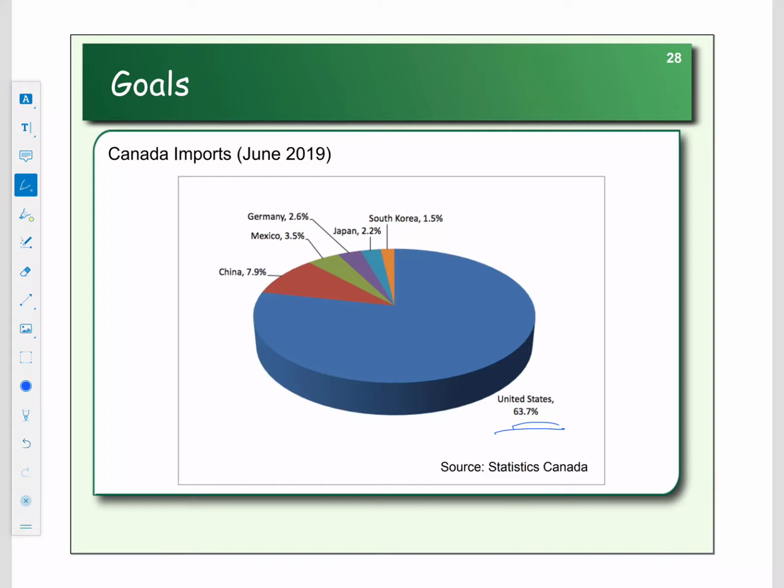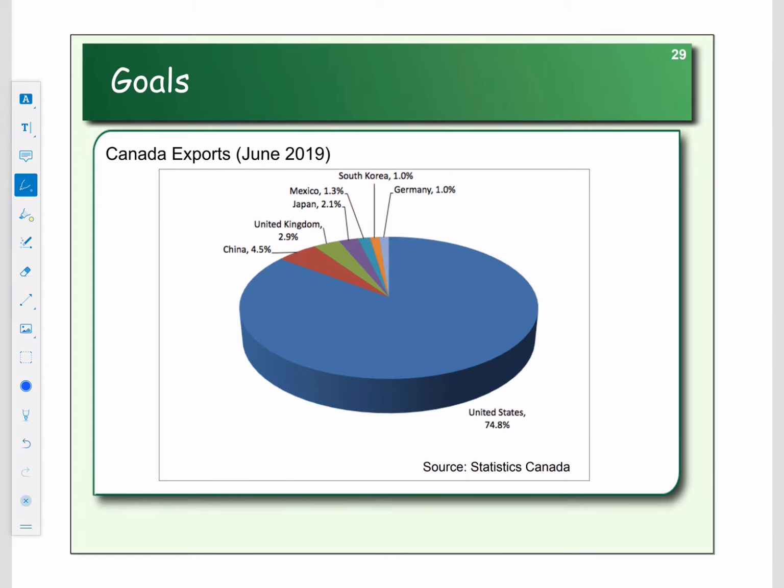All right, who do we sell most of our goods to? Well, we sell most of our goods to the US as well. You see, about 75% of the goods we sell to other countries go to the US. So you can see that we buy and sell a lot of goods between Canada and the US. So that's why when the US economy has a recession, the Canadian economy has a recession. They're very closely tied together because of the international trade.